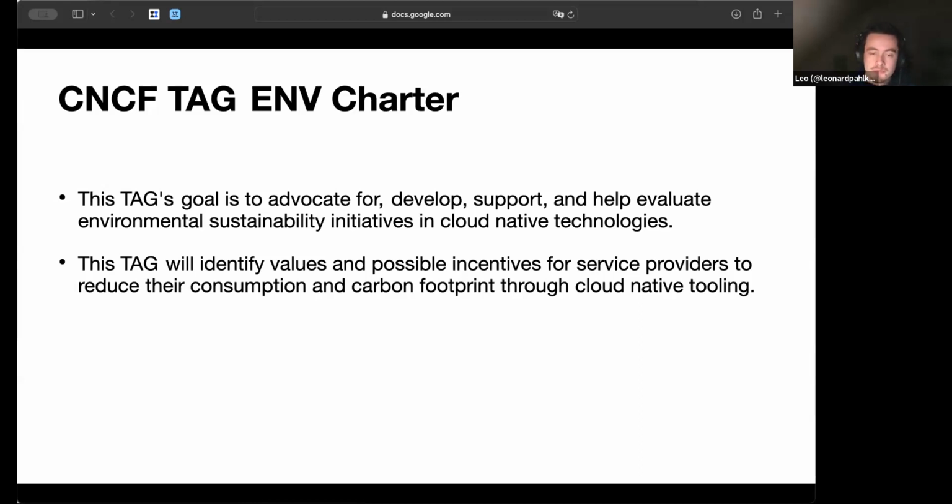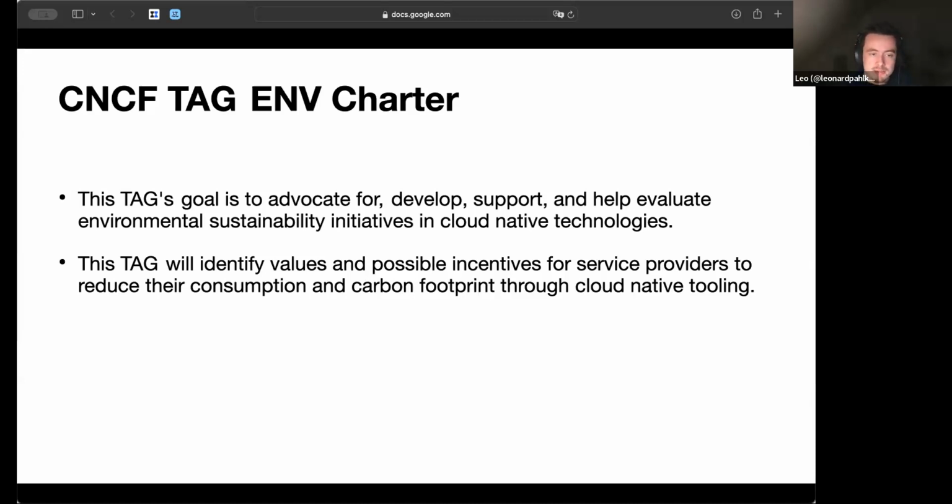So for us, and this is something you will find across the TAGs, the first part is that we advocate, develop, support, and evaluate initiatives in the cloud-native technologies. For us, that's environmental sustainability, so cloud-native sustainability. For other TAGs, it's then security in cloud-native, for example.